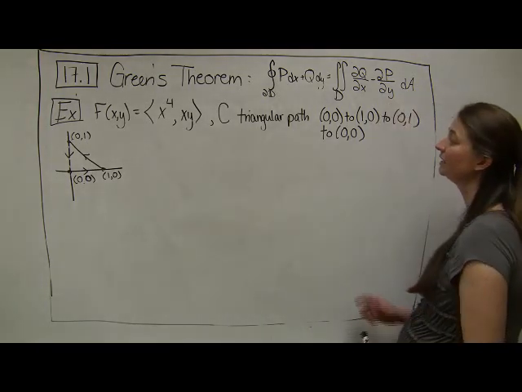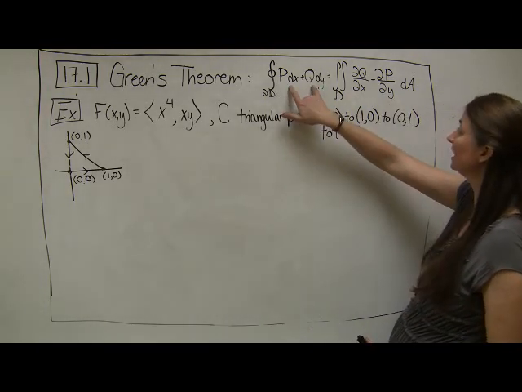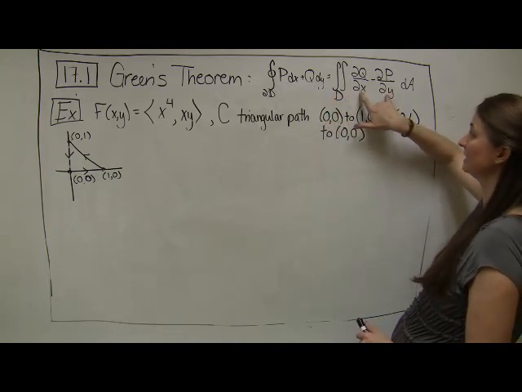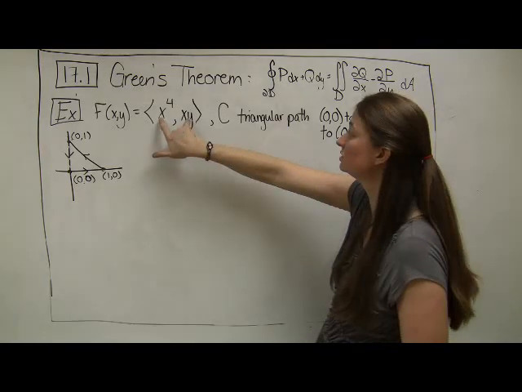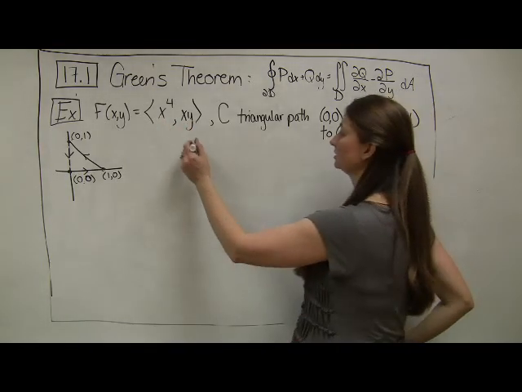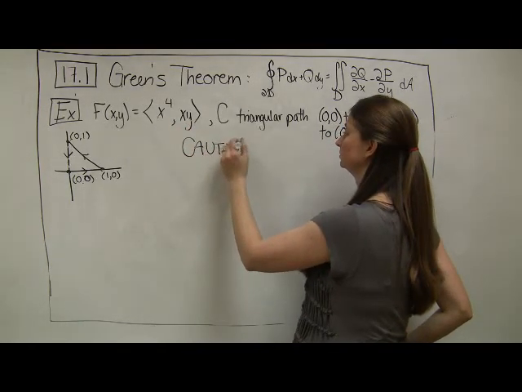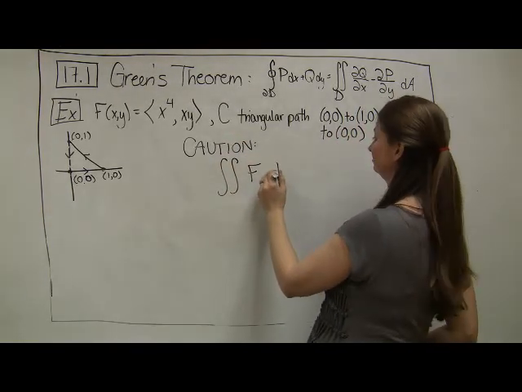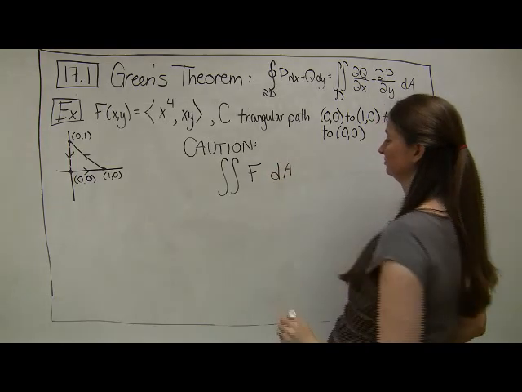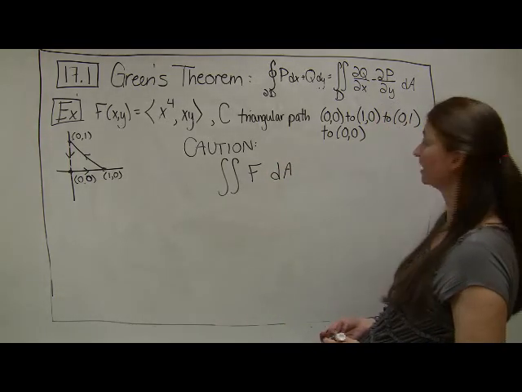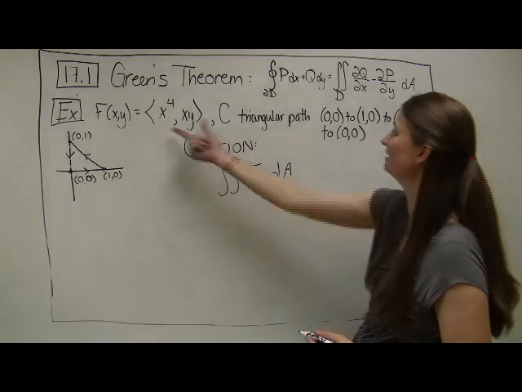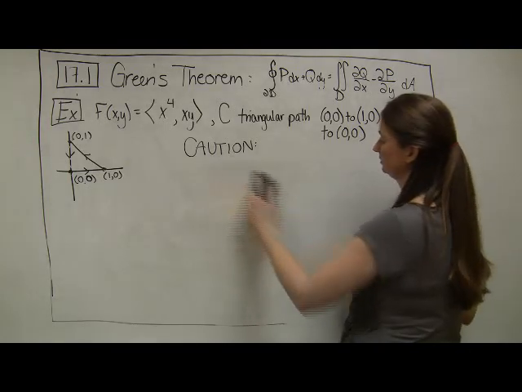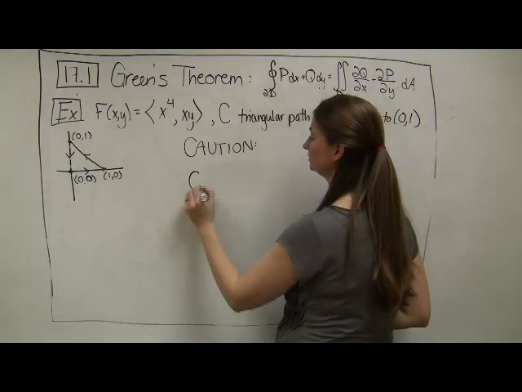Same problem, only this time instead of computing the line integral, we're going to compute an area where the function is given by this. So we can't just use, maybe this is say caution. It's not the double integral of f. That's wrong. And you'll be tempted to do that, because f is a vector. You can't even plug a vector in, so we aren't going to do that. First, we have to compute the scalar curl.